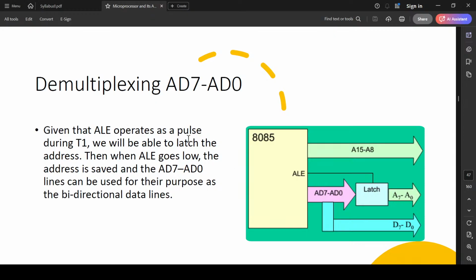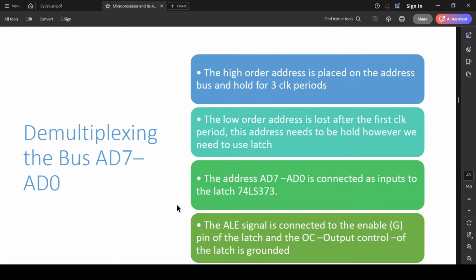It's a pulse. We will be able to latch the address. Latch means it's saved, and when it's zero, it's already saved. So now these lines become D7 to D0 as data lines. Demultiplexing: the higher order address is placed on the address bus and holds for 3 clock periods.